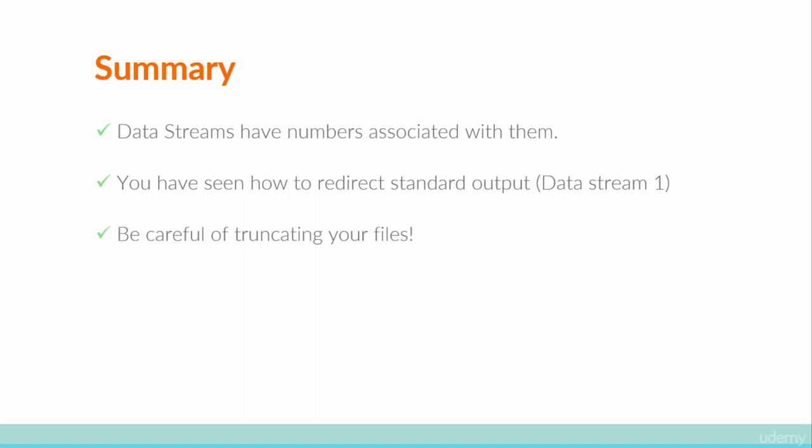But what you need to make sure of, and this works for all data streams, is that you are careful of truncating your files. You saw that when you use 1 arrow to redirect standard output, the shell would delete everything that was in the file before adding the data in. But if you use 2 arrows, then you can append your data to the file, adding it on top of what is already there. So just be aware of that.